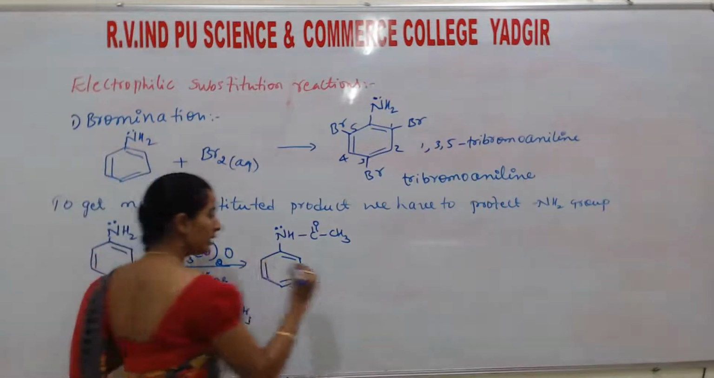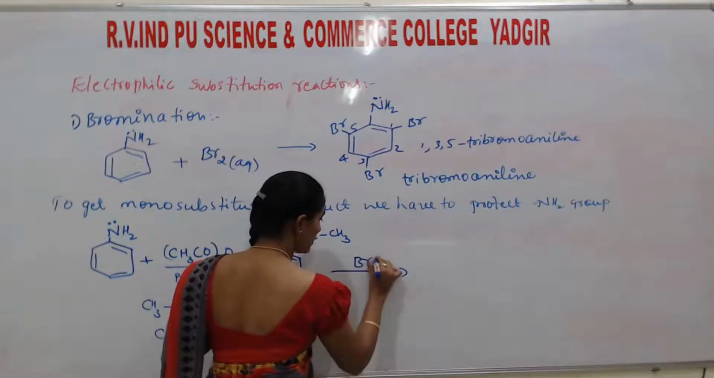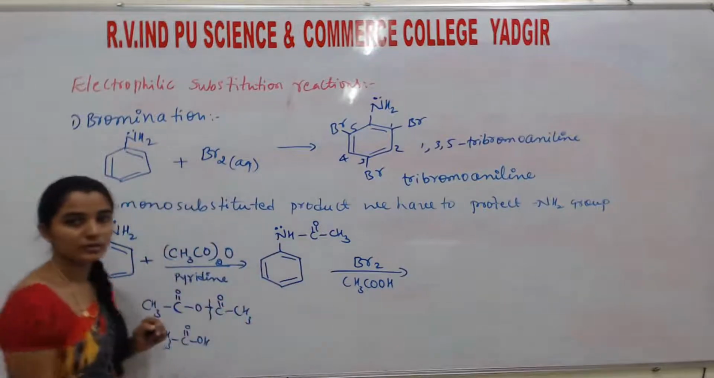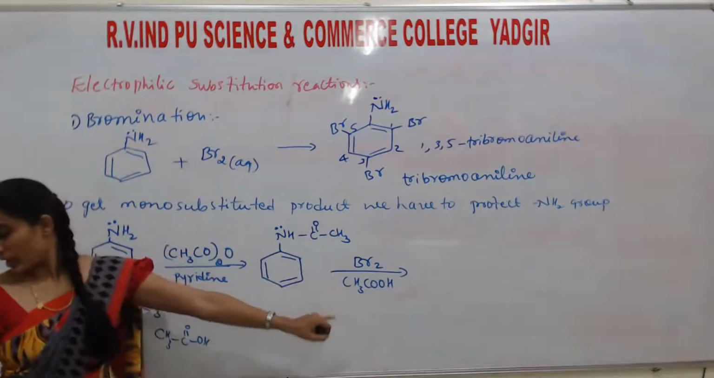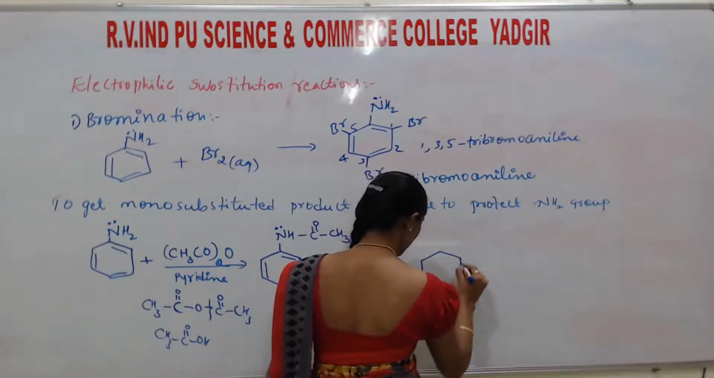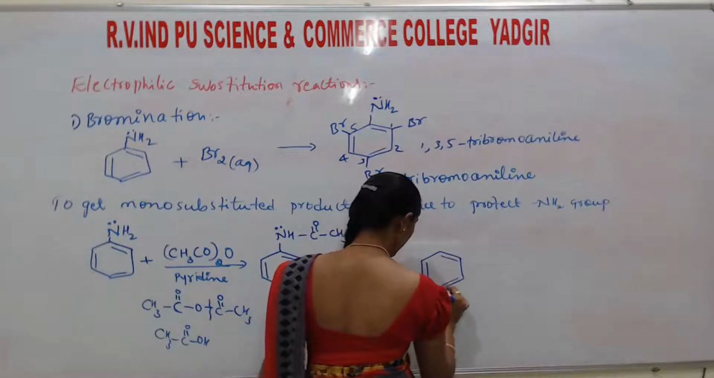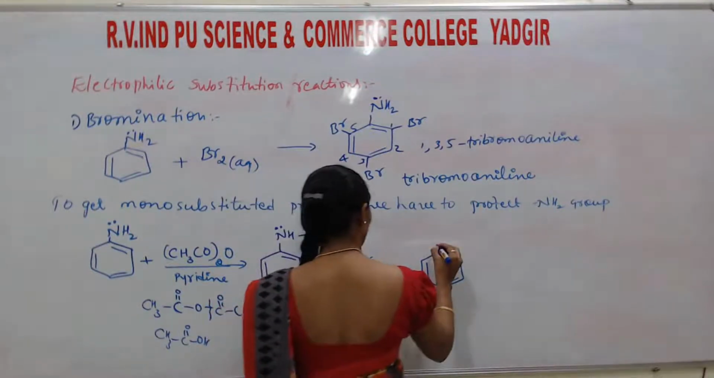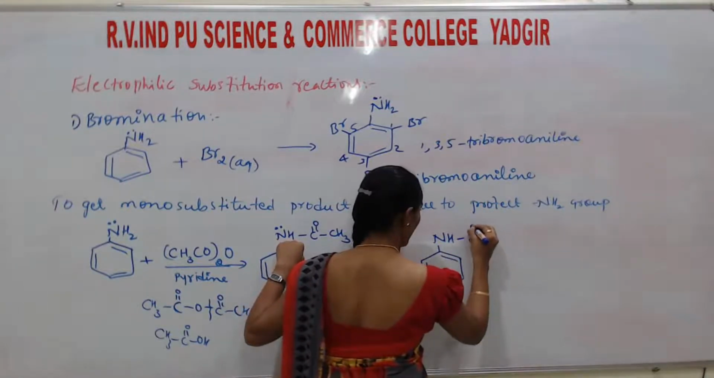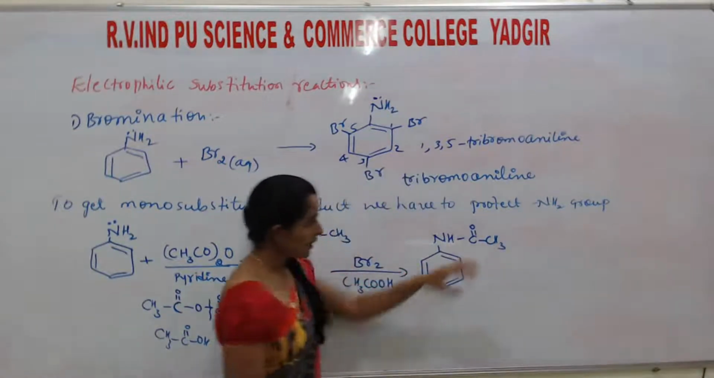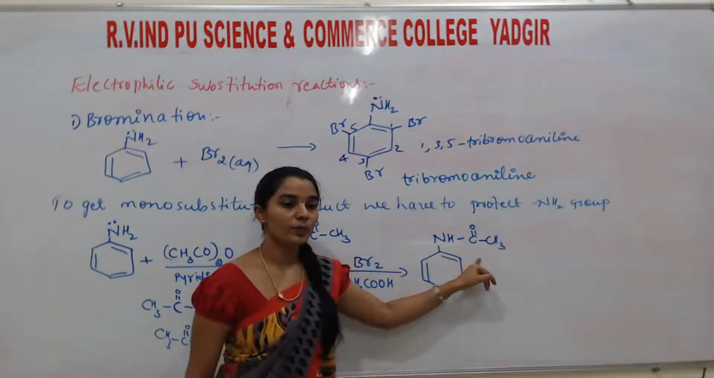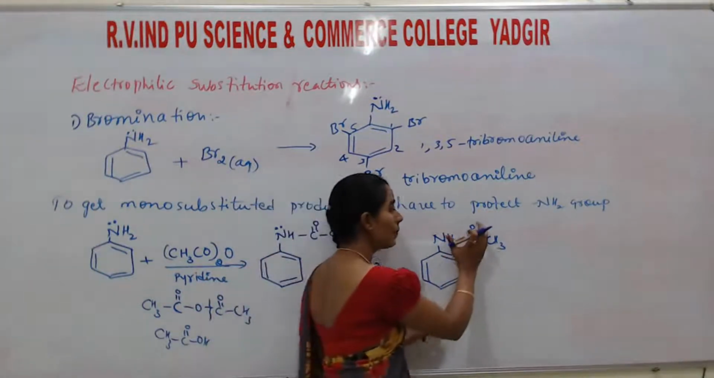Understand? So next, then you will read this Br2 in presence of CH3COOH. Okay, it reacts with Br2 in presence of CH3COOH. You will get here, this is protected, which means it is NH C=O CH3. So students, this is a bulkier group. There is no possibility of formation of the ortho product. Why? Because this is a bulkier group.